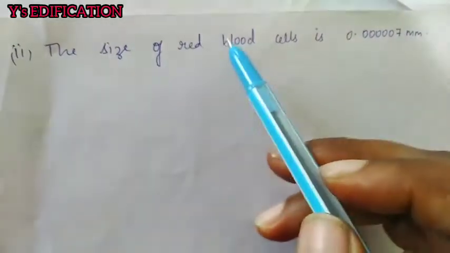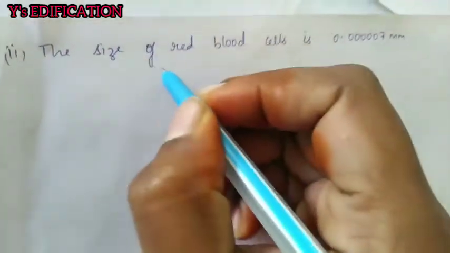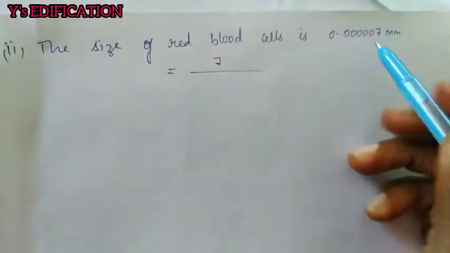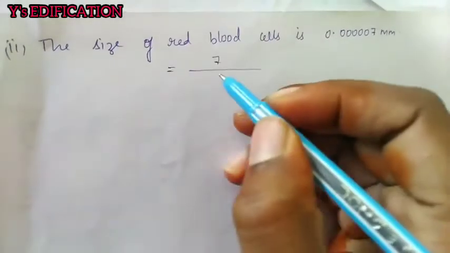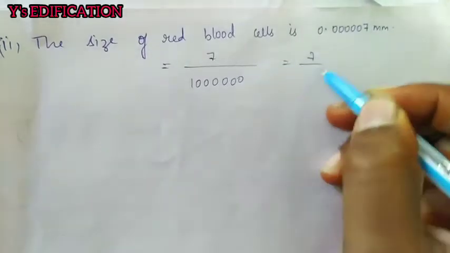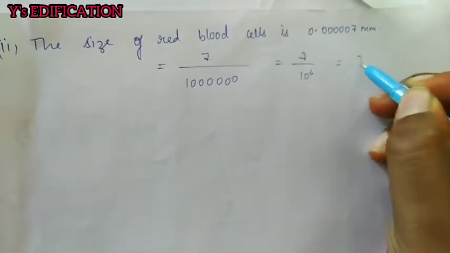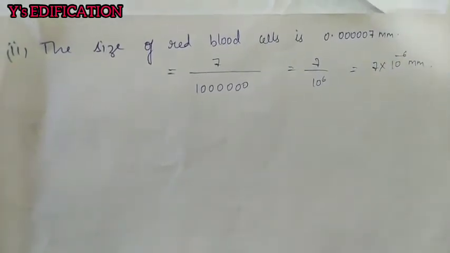Next one, the size of red blood cells is 0.000007 millimeters. So I can write this as 7 by how many zeros are there? 1, 2, 3, 4, 5 and 6 digits are there after the decimal. So that means 1, 2, 3, 4, 5, 6. So I can write this as 10 power 6. So it will become 7 into 10 power of minus 6 millimeters.